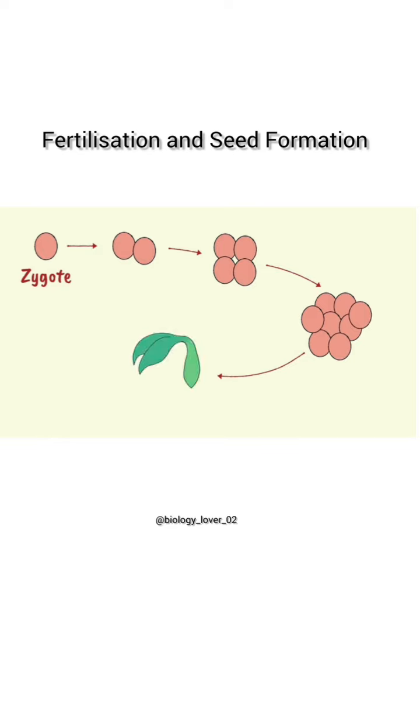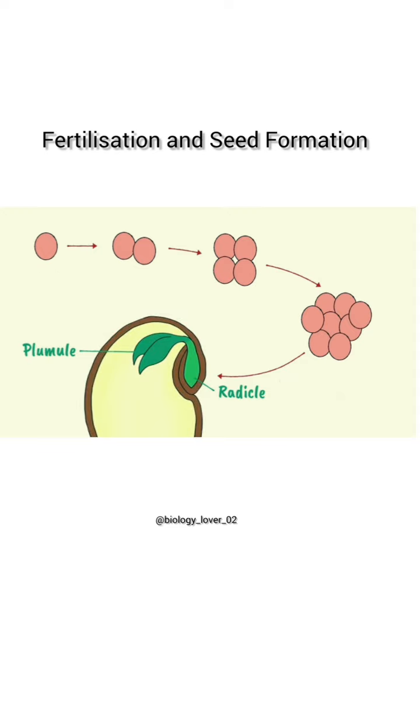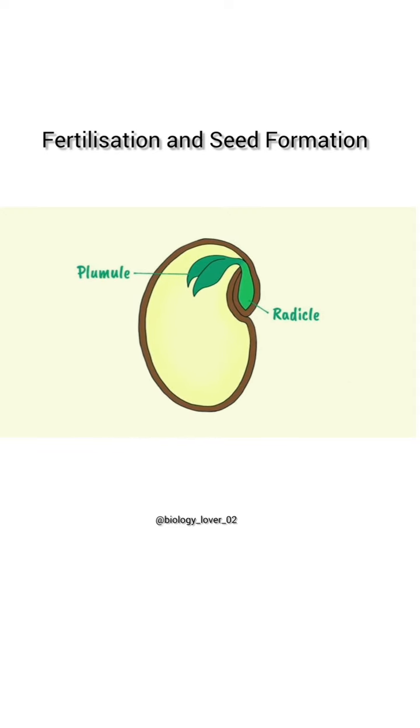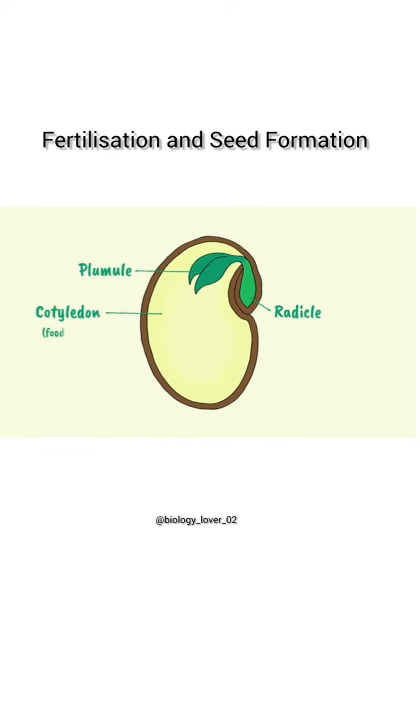The single zygote cell divides and develops to become a plant embryo, which has a plumule and a radicle. The plumule will go on to become the first shoot of the plant, while the radicle will become the first root. The remaining contents of the ovule develop into cotyledons, which act as a food store for the new plant.